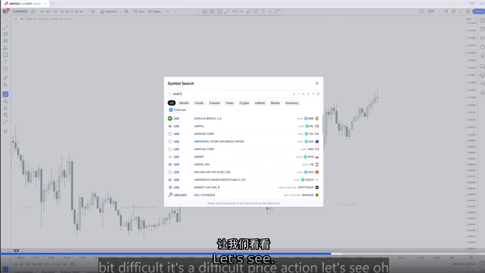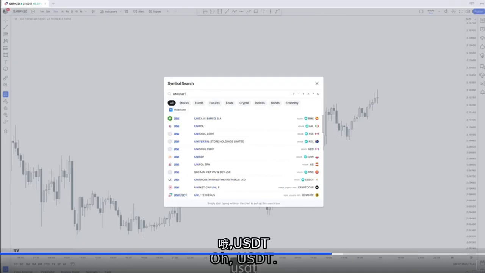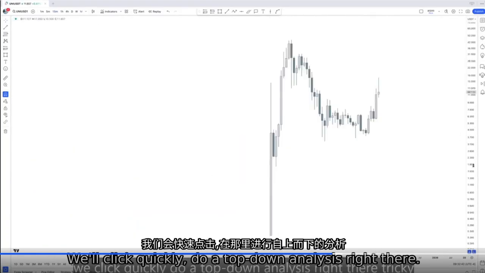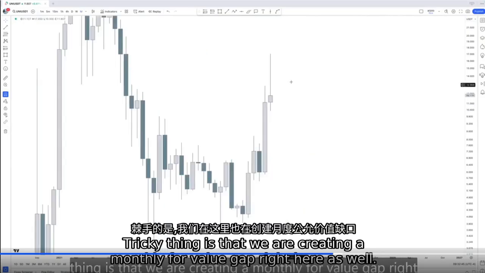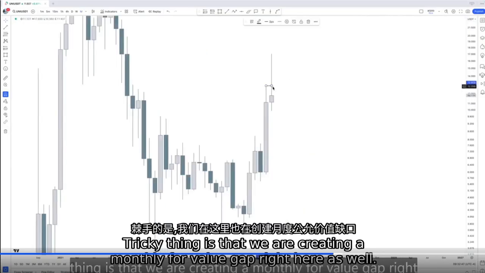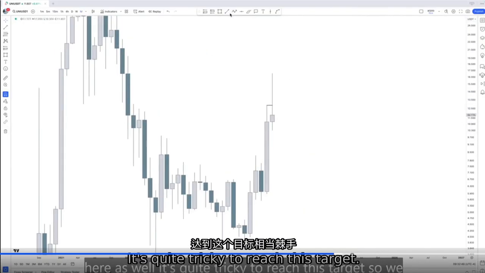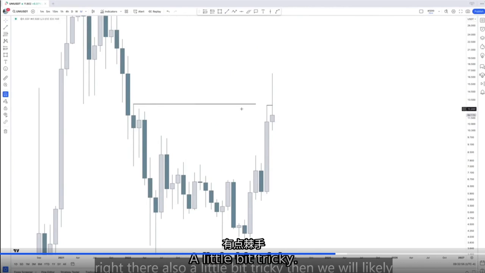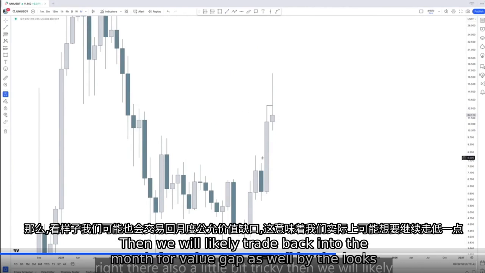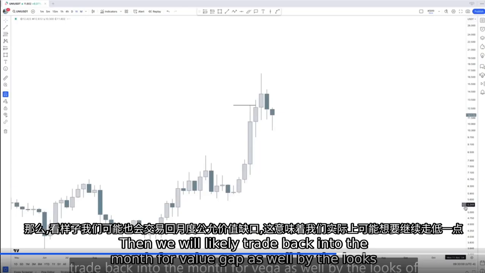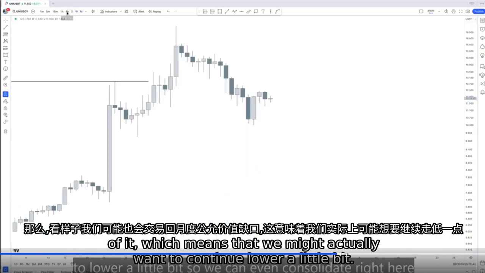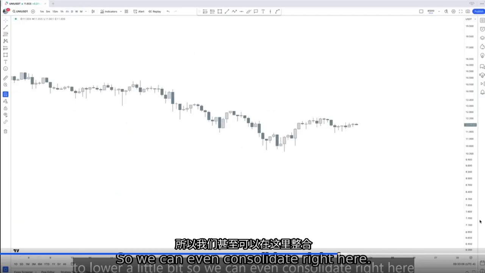Let's see. Oh, USDT. We'll quickly do a top-down analysis right there. Tricky thing is that we are creating a monthly fair value gap right here as well. It's quite tricky. We reach this target, so we can wait for this monthly fair value gap to be created. Third candle right there, always a little bit tricky. Then we will likely trade back into the monthly fair value gap as well, by the looks of it. Which means that we might actually want to continue lower a little bit. So we can even consolidate right here.